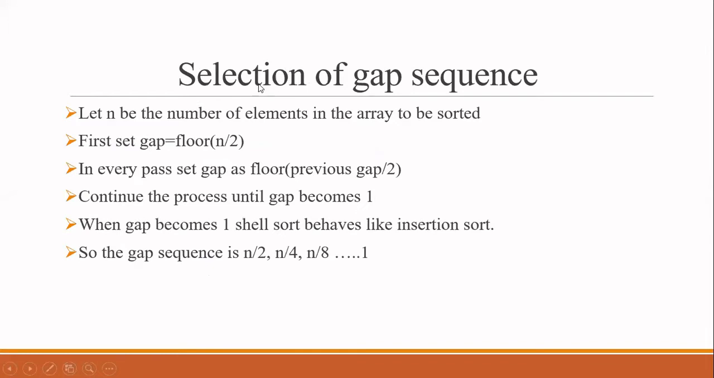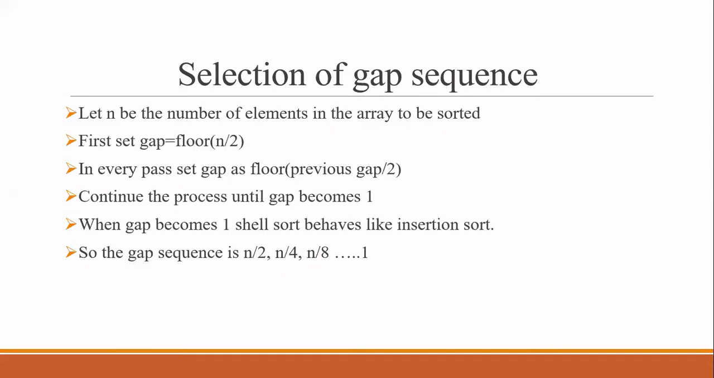The most popular method to select the gap sequence: let us assume that our array to be sorted contains n elements. First, you set the gap as floor of n/2. What is the meaning of floor of n/2? Suppose my n is 10. I divide 10 by 2, I get 5, so the floor of 5 will be 5 only. Suppose my n is 9. I divide 9 by 2, I get 4.5. Floor means you have to drop the decimal point, so the floor of 4.5 will be 4 only. So first you set the initial gap as floor of n/2. After that, you are going to do many passes.